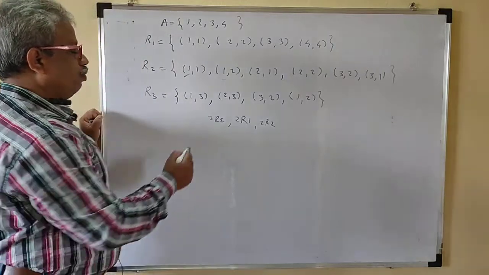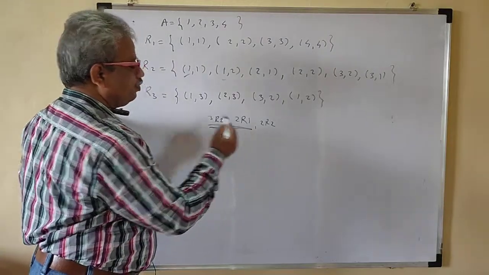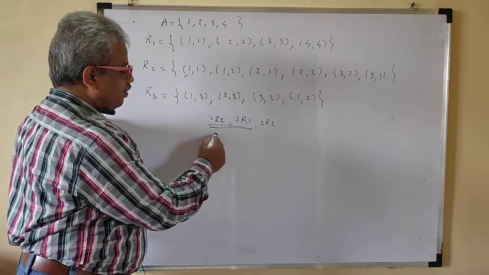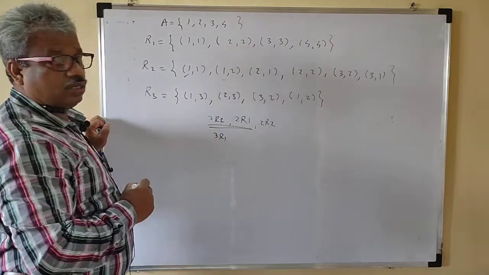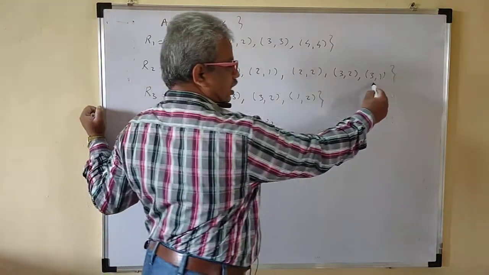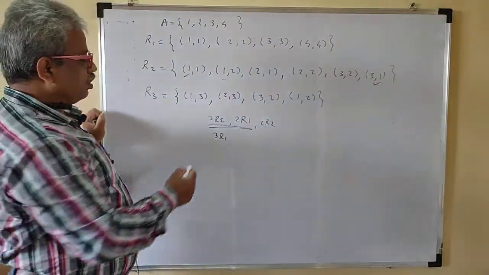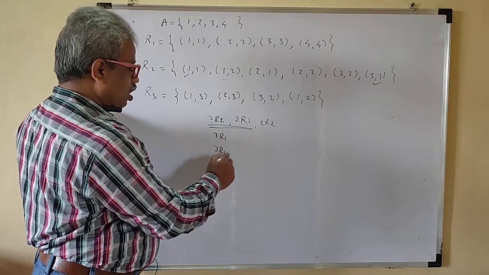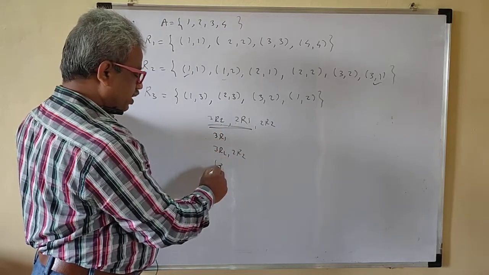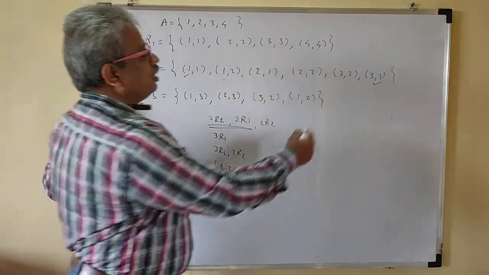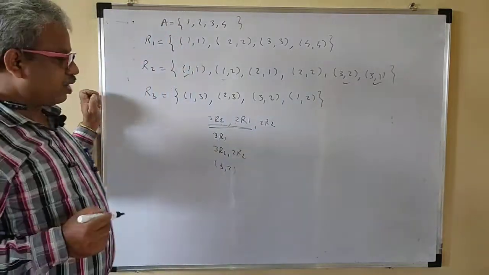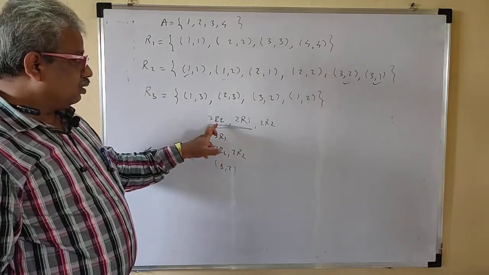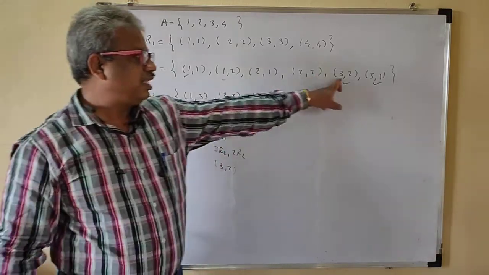Okay. Now we'll consider these two. 3 is related to 2, 2 related to 1 is there. Check whether 3 is related to 1 is there or not. Yes, 3 is related to 1 is there. Okay. So that is over. Now we'll take 3 related to 2 and 2 related to 2. Check whether 3 is related to 2 is there or not. Yes, 3 is related to 2 is there. Okay.